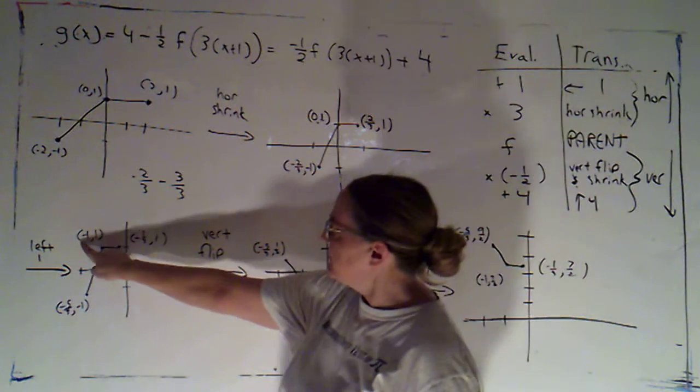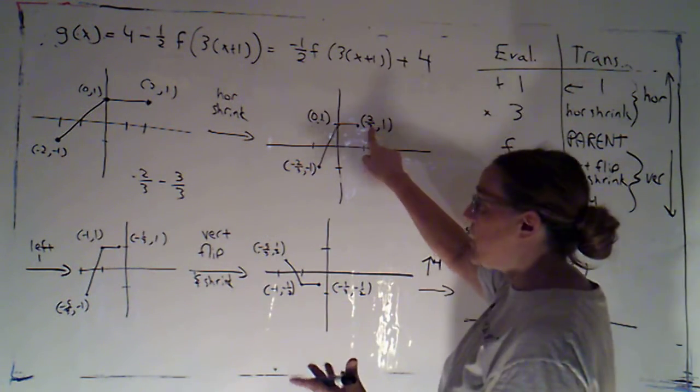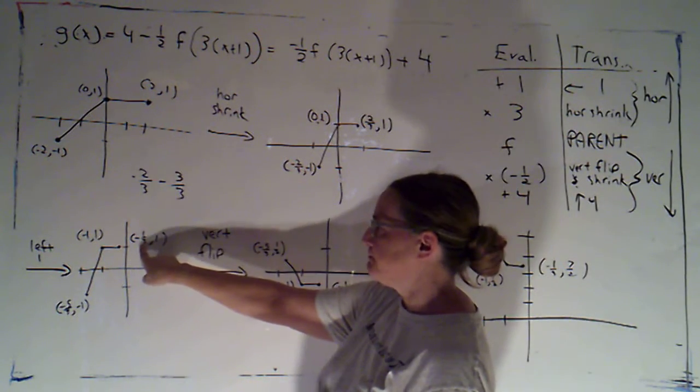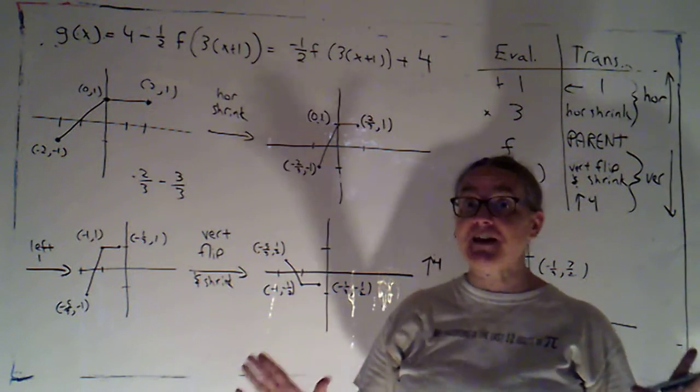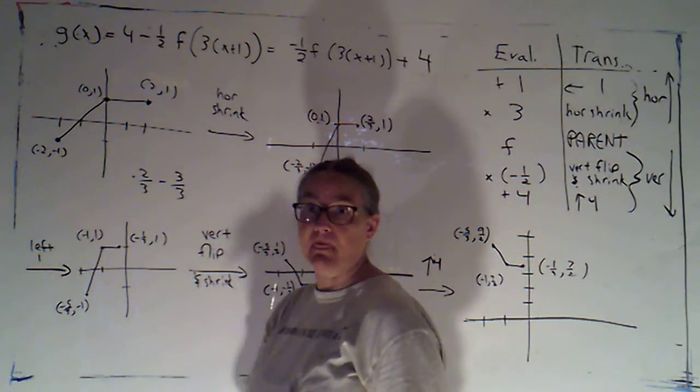0 minus 1, that x value became a negative 1. And then 2/3 minus 1, again, that's 2/3 minus 3/3. That gives me negative 1/3. All right, so now our x values are set. They're not going to change anymore. They're going to be negative 5/3, negative 1, and negative 1/3.